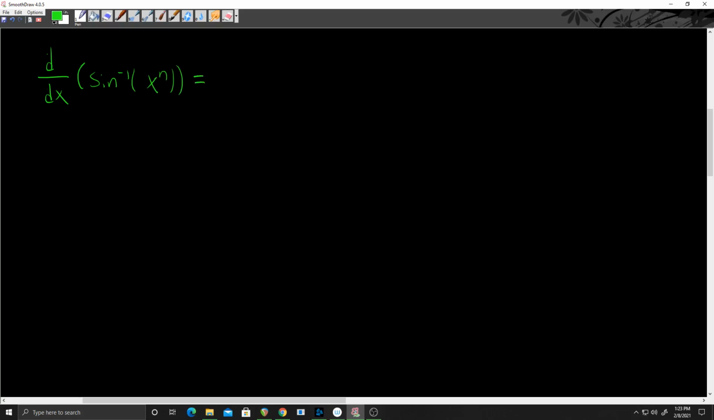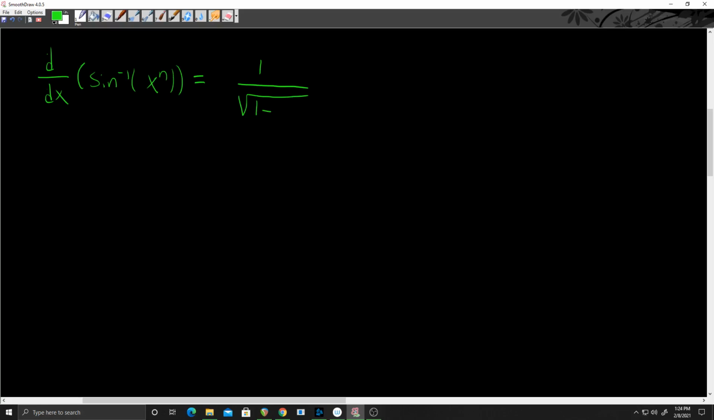Okay, so n here can be any number in the world, okay? It can be any integer, so any positive or negative whole number. And if we take this derivative, it's inverse sine, okay? So chain rule, inverse sine is the outermost function. So its derivative is going to be 1 over the square root of 1 minus the thing inside squared, okay?